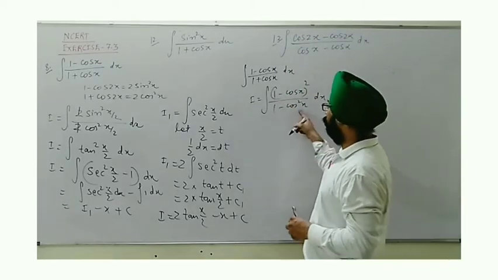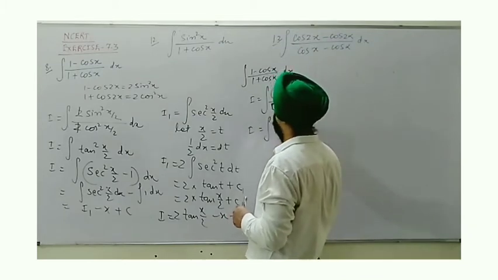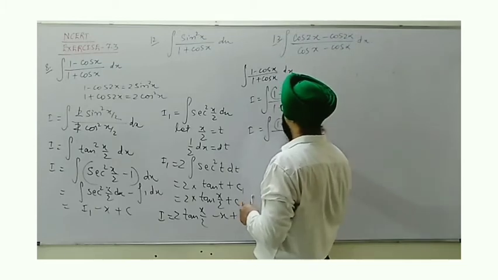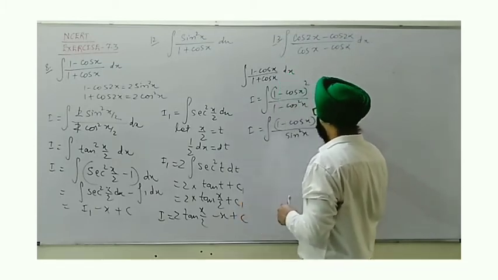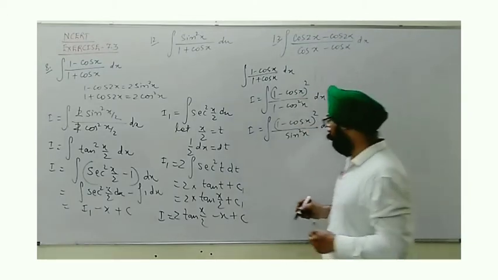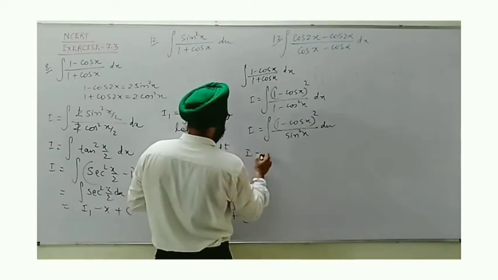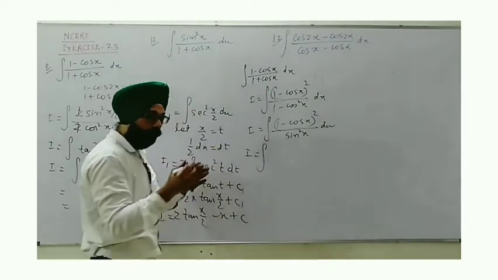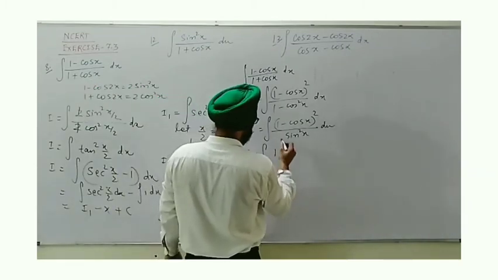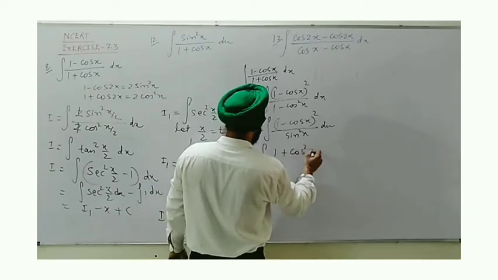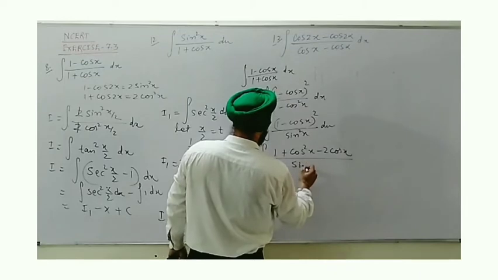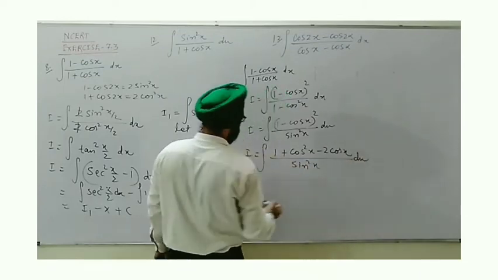We have multiplied 1 minus cos x in both numerator and denominator. So 1 minus cos square x becomes sin square x, dx. The numerator can be expanded by a minus b whole square. Let's see whether what we obtain here is more convenient in comparison to the first method or not. This will become a square plus b square, that is 1 plus cos square x, minus 2ab, so minus 2 cos x, upon sin square x dx.